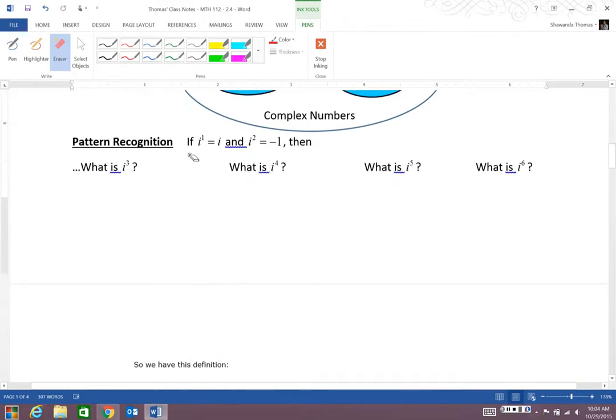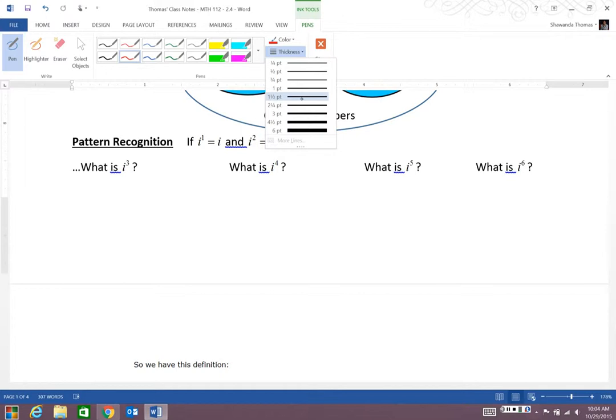Pattern recognition. So let's say i equals i, of course, or the square root of negative 1, and i squared equals negative 1. So i equals the square root of negative 1, and i squared equals negative 1. Then, what is i cubed? Well, if we know that, so write this down.